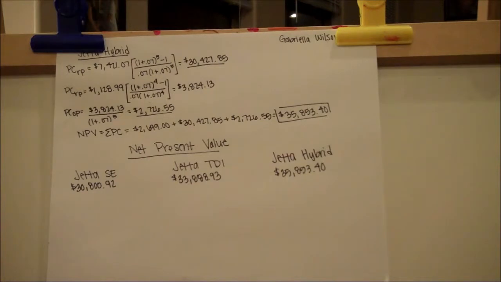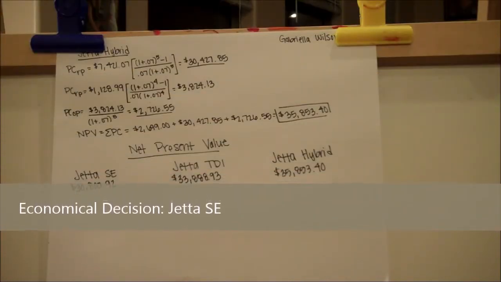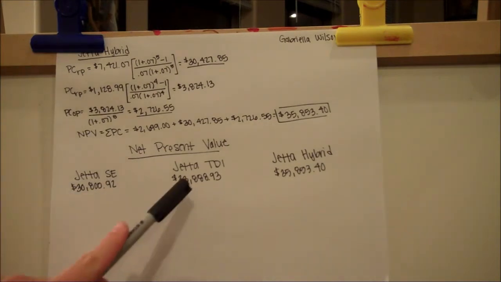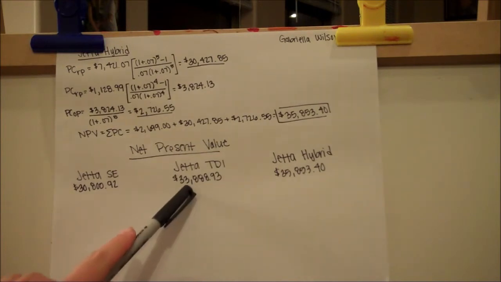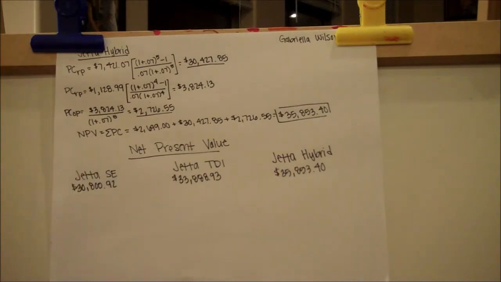So now, since we have all of our present values for all three vehicles, we will compare them. And the decision the consumer wants to go with is the vehicle that has the lowest net present value. So as you can see, the Jetta SE surprisingly is the lowest net present value of $30,892, which the TDI is $3,000 more, and the hybrid is $5,000 more than the SE. So the most economical decision is to go with the Jetta SE and not the hybrid or the TDI.